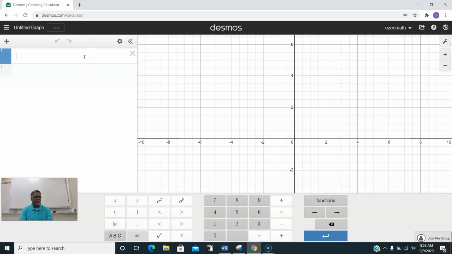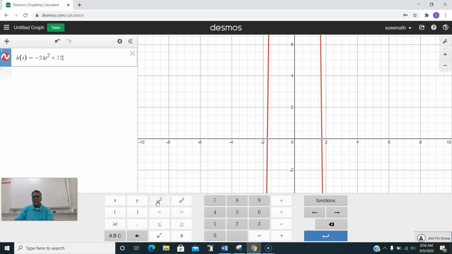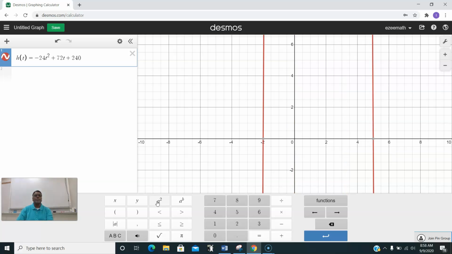So let me type in that function here. It is h of t is equal to negative 24t square plus 72t plus 240. So this is a quadratic function given to us describing the height of an object at different time intervals. This t is the time, that's a variable. Time is taken in seconds.